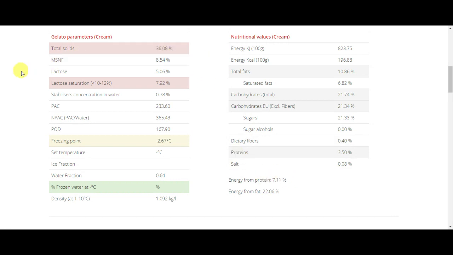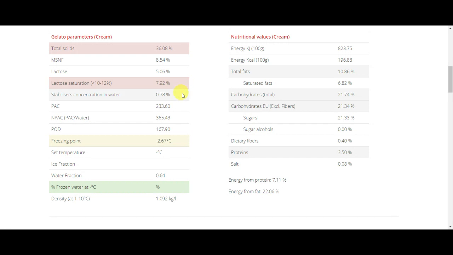If we move to the left side, here we have more technical parameters. So we have again total solids. Then we have milk solid non-fats, for who's interested in that. Then we have also the amount of lactose. This can be interesting or useful sometimes. An even more important parameter is the lactose saturation. This is a measure of lactose divided by water, so how much lactose there is depending on the water. This is what determines also the problem of sandiness in gelato in some circumstances.